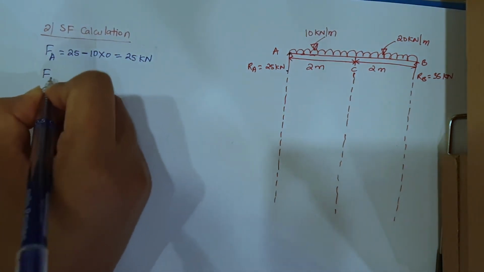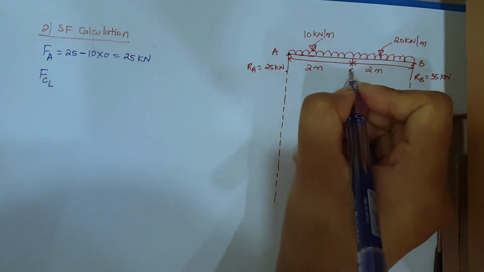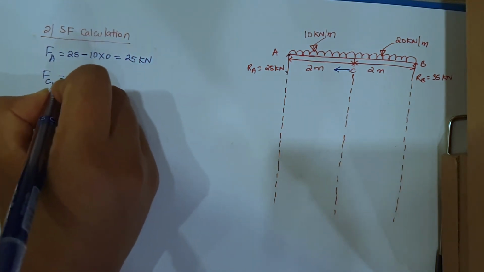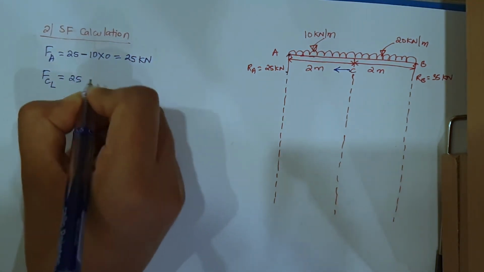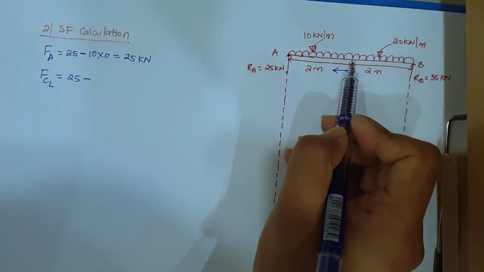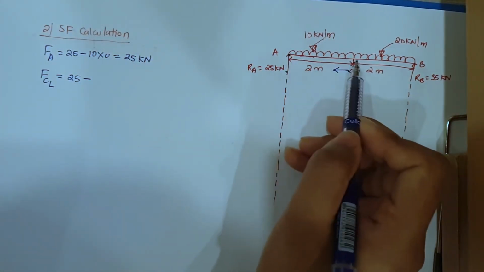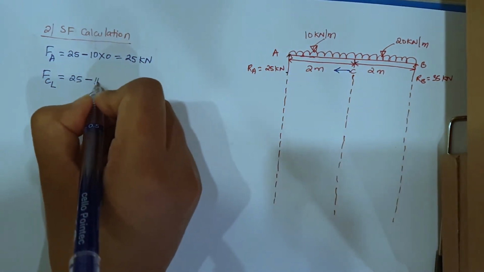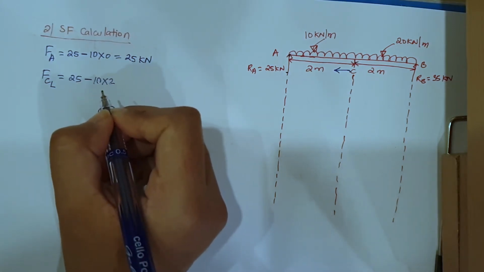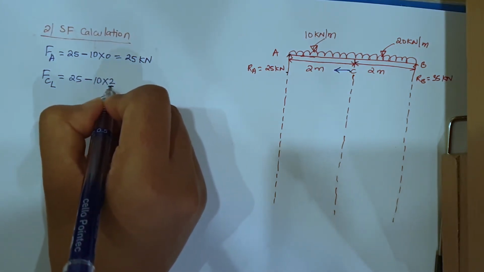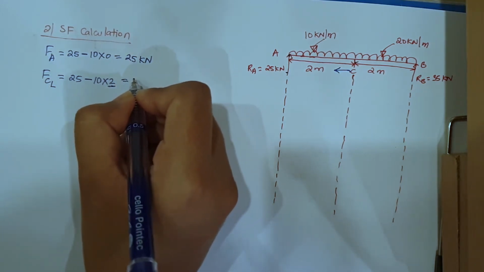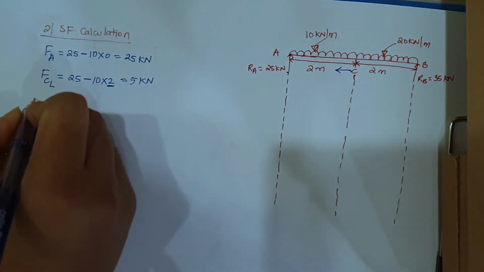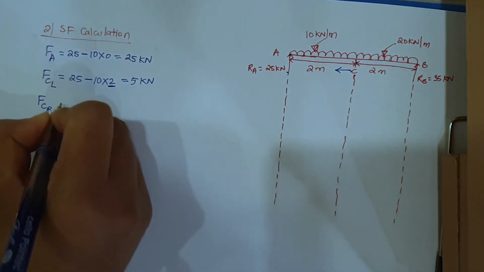Now force at C point, the left hand side of C. So left hand side of C will be here. Okay, so how much will we get there? Last we got 25. 25 minus, up to point C, from here to here the UDL has run for 2 meters, this 10 kilonewton per meter UDL, so it will be 10 into 2. Now its distance is changing, it is 2 now, right? So this will be coming equal to 5 kilonewton.